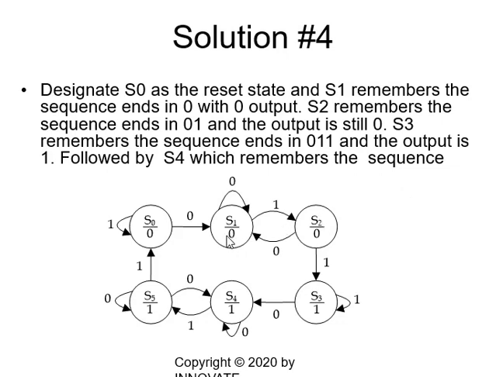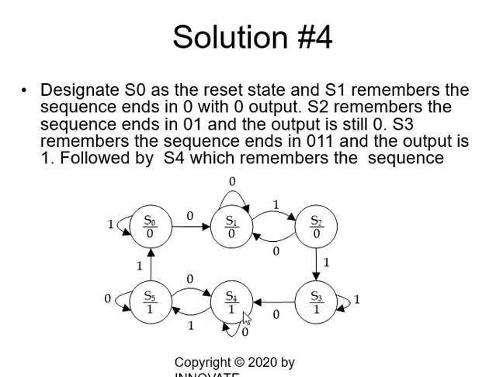So we have the sequence here. Initially 0, 1, 1, and the output will be 1. S3 will be 1. Then we detected the sequence 0, 1, 1. The output will be 1. If I am in 0, S2 will remember the sequence 0, 1. And S3 will remember the sequence 0, 1, 1, and the output will be 1.